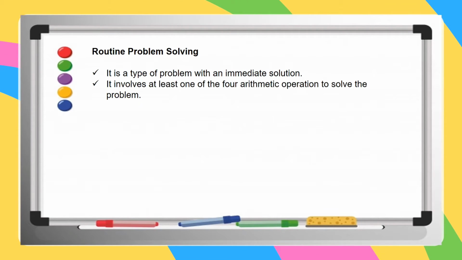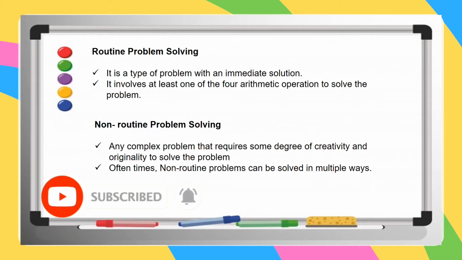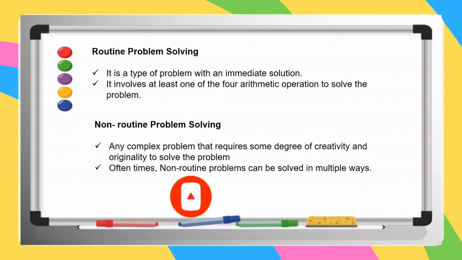Routine problem solving is a type of problem with an immediate solution. It involves at least one of the four arithmetic operations to solve the problem. While non-routine problem solving is any complex problem that requires some degree of creativity and originality to solve. Oftentimes, non-routine problems can be solved in multiple ways.